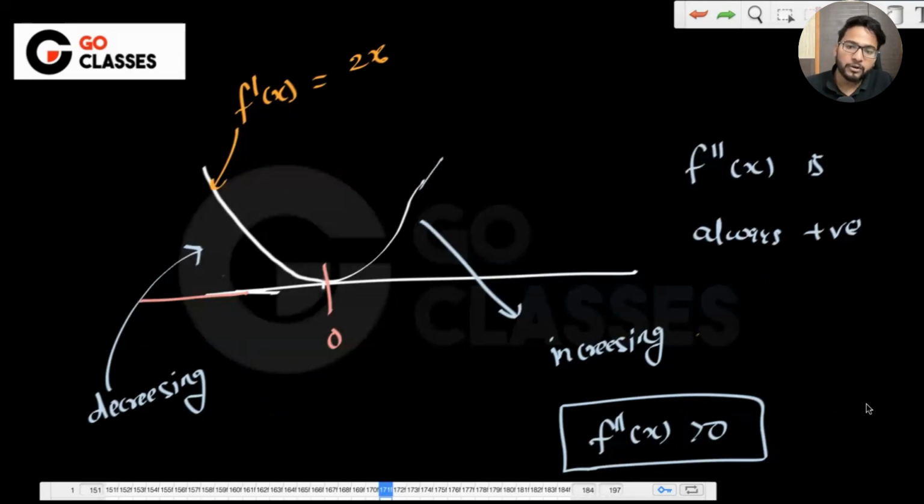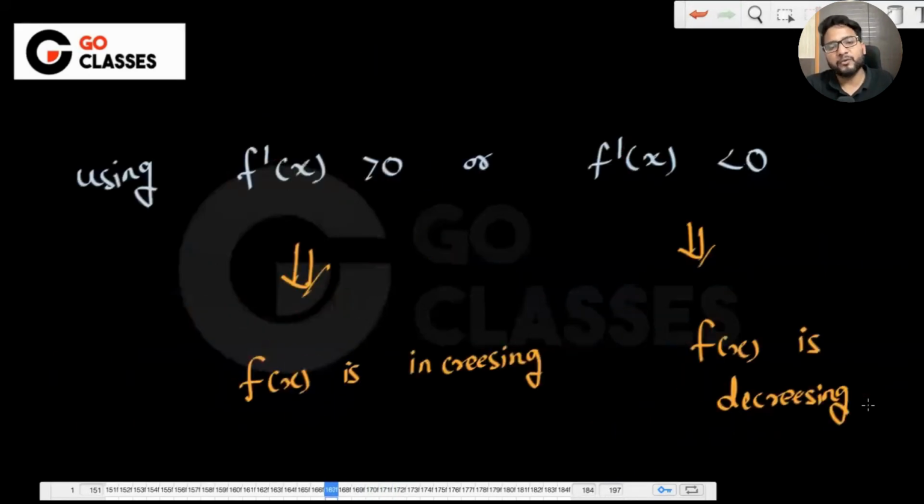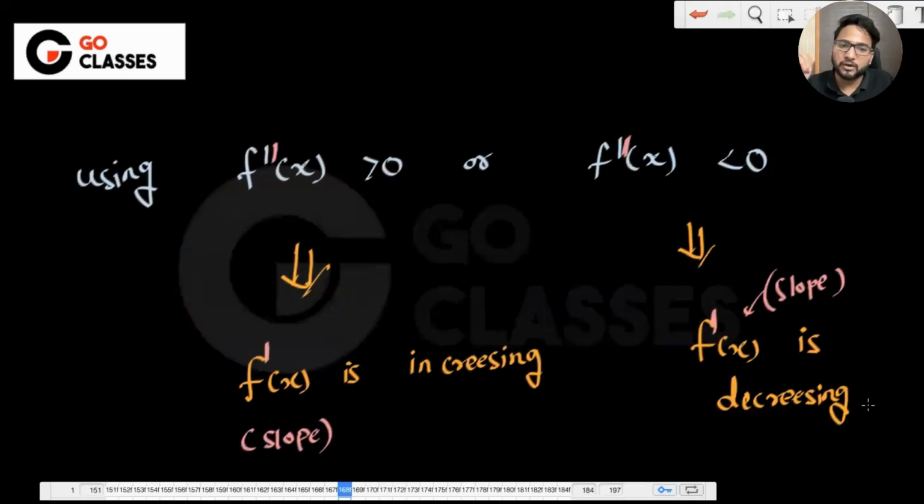So if f''(x) is greater than zero, then it doesn't say anything about the function. What does it say? It only says things about the slope, whether the slope is increasing or not. So basically, just see this: if you say f'(x) is greater than zero, then it talks about the function, right? If you say f''(x) is greater than zero, then it talks about f'(x), which means slope. Is this clear to everyone?